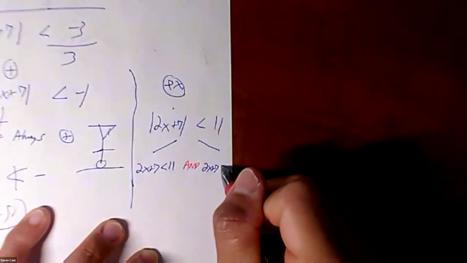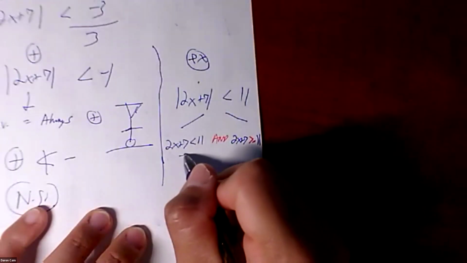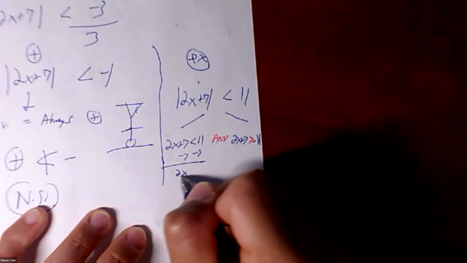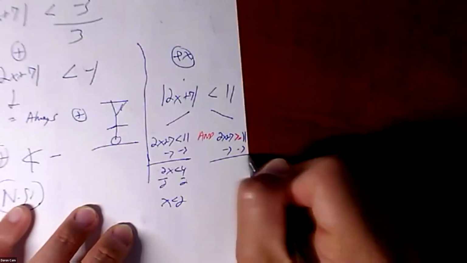2x plus 7. And there's this rule here. When you split up absolute value inequalities, this flips and this becomes negative. It's just a rule. Okay, you can write that down if you want to. Then you very simply just solve. Minus 7, 2x less than 4, divide by 2, x less than 2.